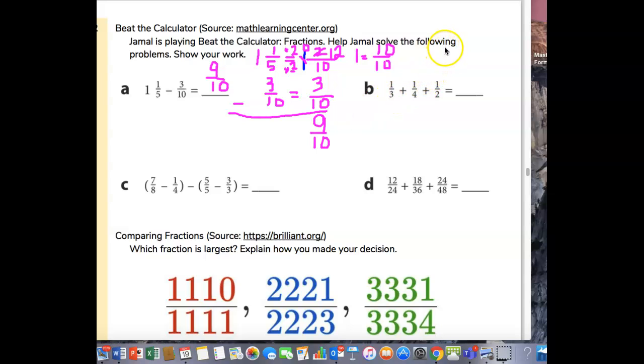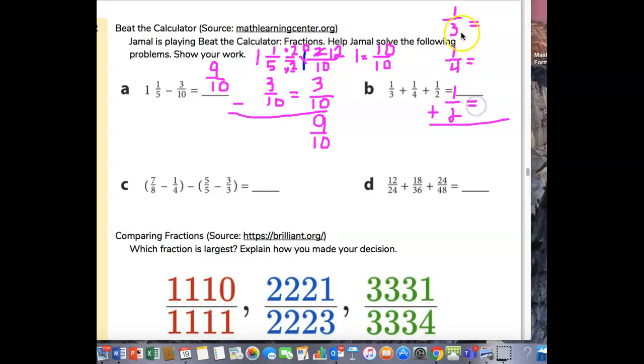So remember to write them vertically. So 1/3 plus 1/4 plus 1/2. And remember, we cannot add these. So please don't add, 4 plus 2 is 6 plus 3 is 9, and then 3/9. You cannot do that. In fractions, you cannot add or subtract unless the denominators are the same.